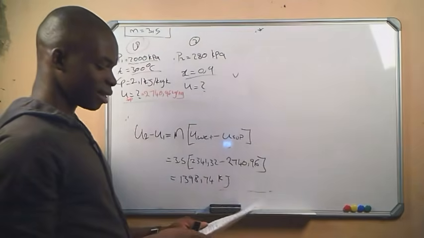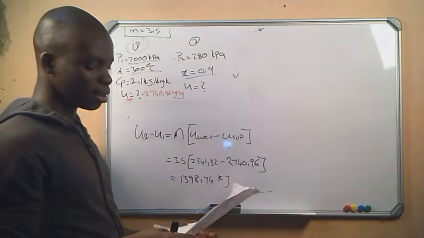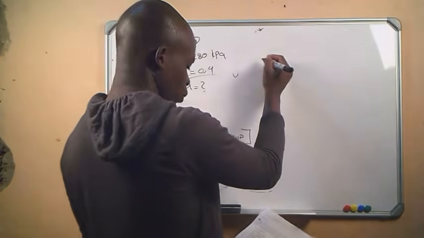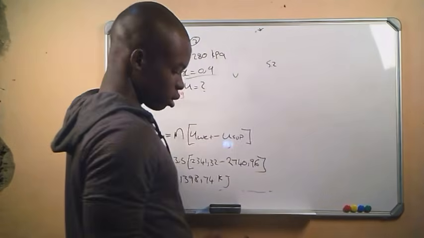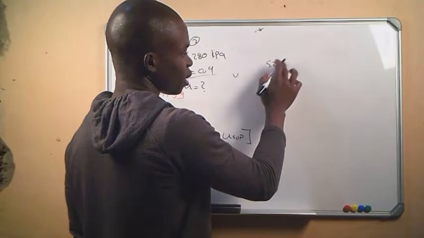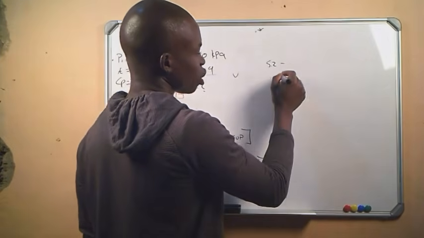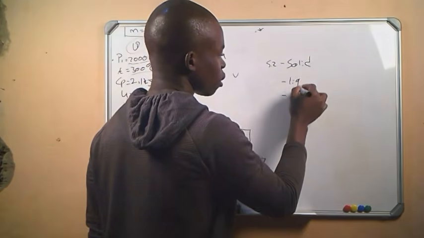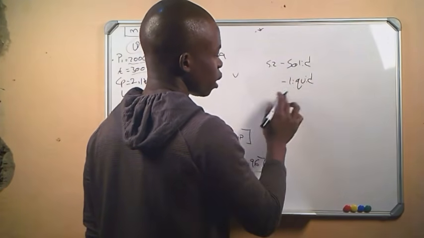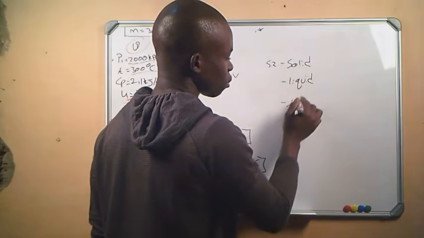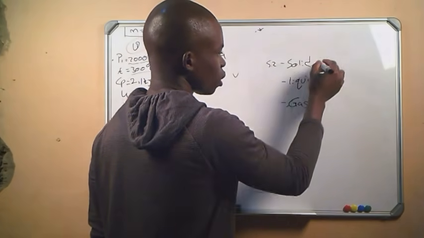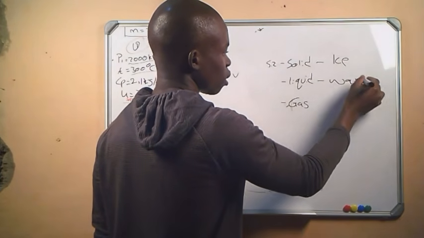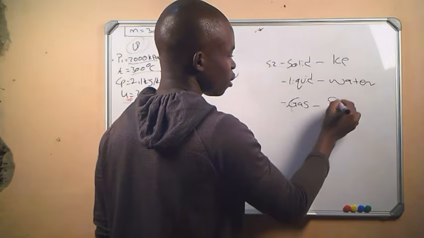And then the second part of our question says, state the three phases in which water can exist and give an example of each. So our second question, which is 5.2, requires us to state the three phases in which water can exist, which are solid, liquid, and then we have gas. So the examples: for solid this is ice, for liquid this is water, and for gas this is steam itself.